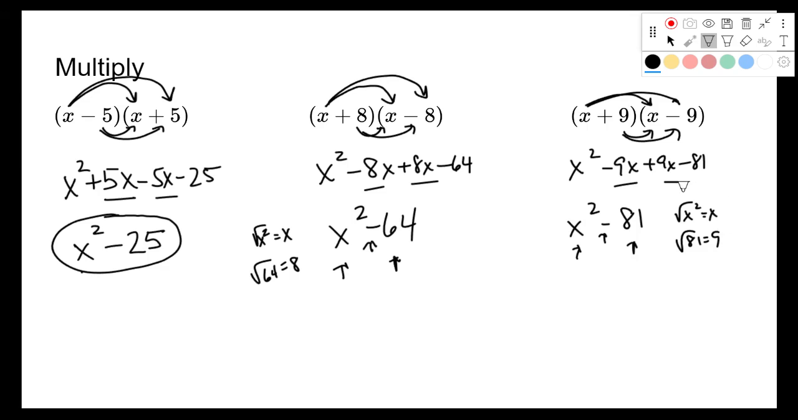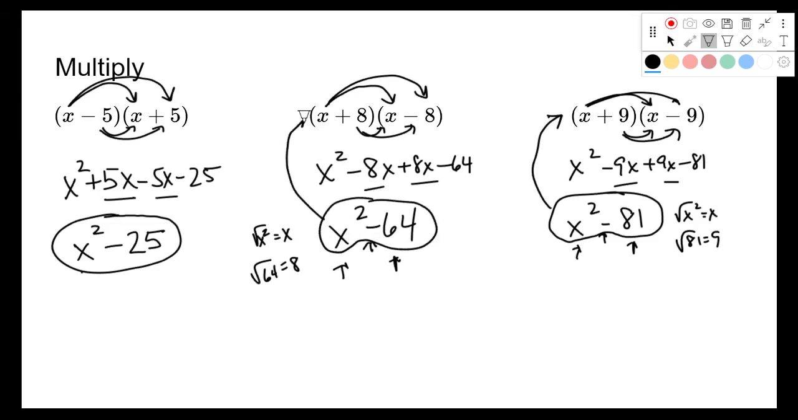So you can see the goal is we're going to try to start at x squared minus 81 and write it using this pattern, or x squared minus 64. Write our answer in this pattern. X squared minus 25, the square root of x squared is just x, and the square root of 25 is 5. Would you look at that? Using that pattern.